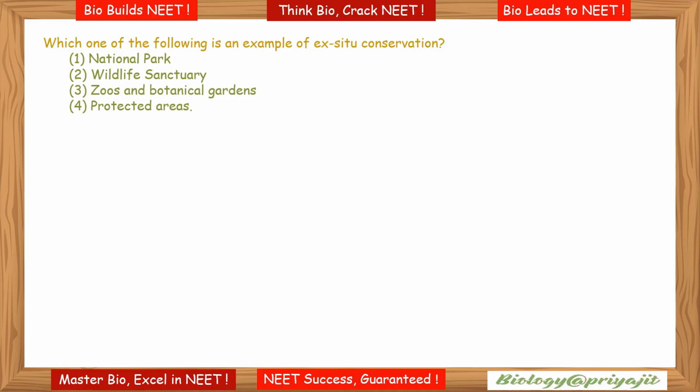Next, which one of the following is an example of ex situ conservation? Here, the correct answer will be option 3, zoos and botanical gardens. Ex situ conservation involves protecting an endangered species by removing part of the population from a threatened habitat and placing it in a new location. Zoos and botanical gardens are prime examples where organisms are conserved outside their natural habitat. The answer will be zoos and botanical gardens.